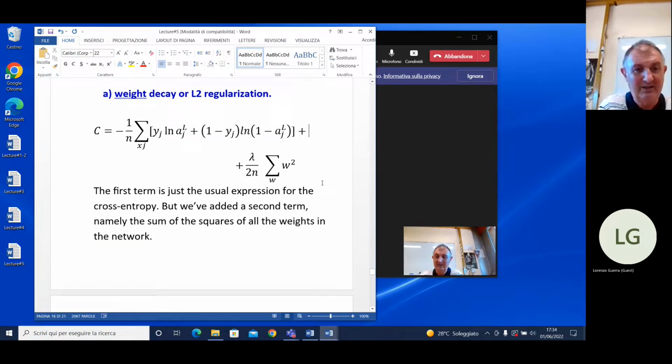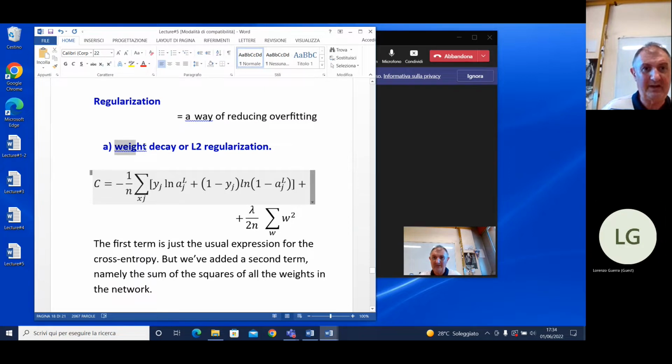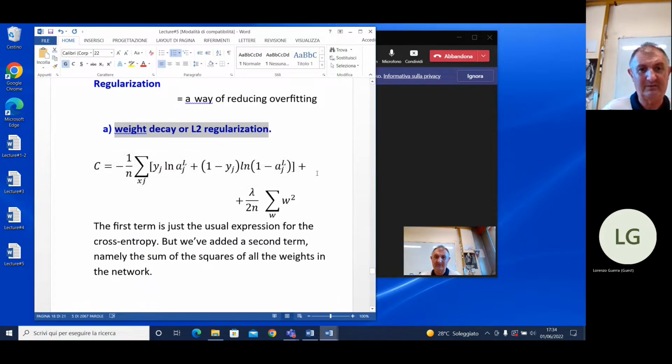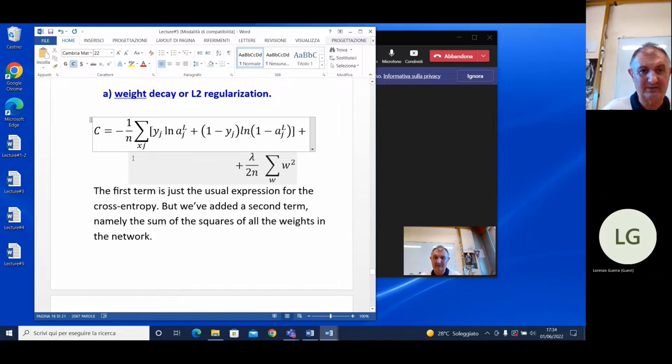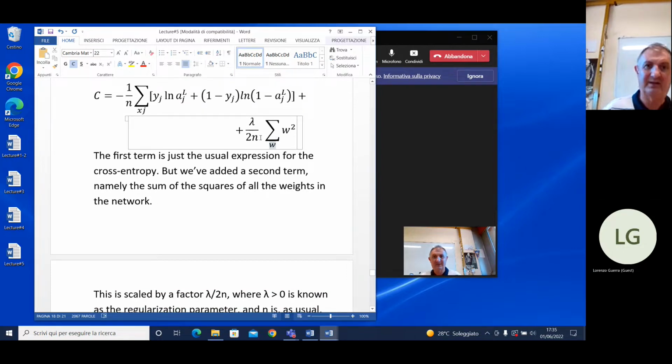It's a very interesting procedure. So we see that in weight decay, or L2 regularization, we introduce a new cost function which consists of the usual part. The first is the usual expression for cross entropy as before, but then we add a second term: lambda divided by 2n, the summation of all squared weight values, where n is the number of training samples.